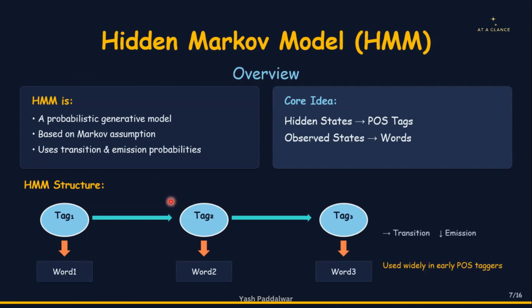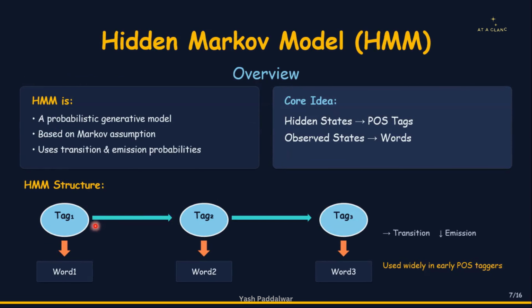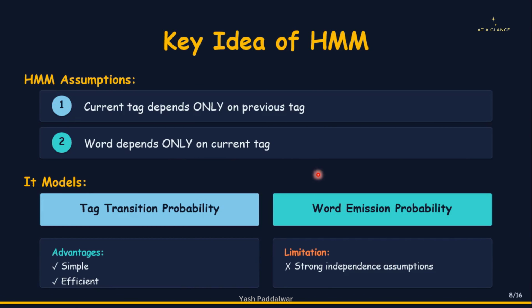As you can see, let me show you this again. Over here, if we talk about tag 2, the incoming arrow is from tag 1, which says that only the previous tag is responsible for the current tag. And the next assumption was that the word depends only on the current tag. If we look at word 2, it has an incoming arrow from tag 2. That means whatever tag it has for that particular word, the word is dependent only on that tag. So this particular thing you need to understand. These two are the assumptions of HMM.